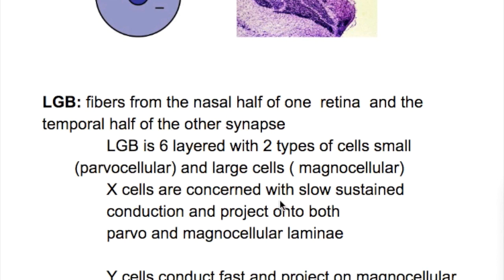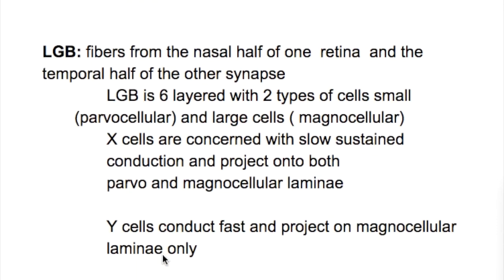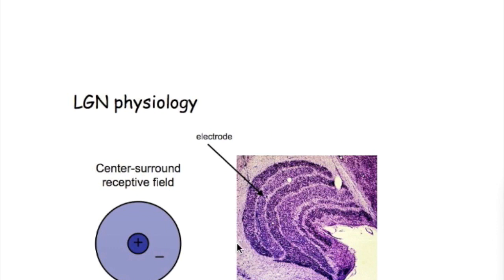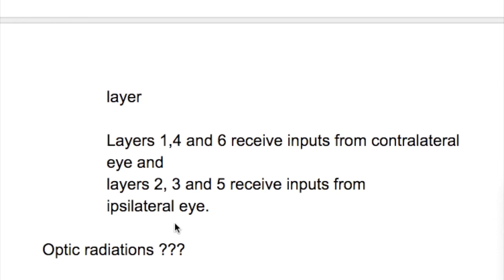The X cells are concerned with slow, sustained conduction and project onto both parvo and magnocellular laminae. The Y cells conduct fast and project on magnocellular laminae only. The X and Y cells are also present in the ganglion cells. Layers 1, 4, and 6 of the lateral geniculate body receive input from the contralateral eye, and layers 2, 3, and 5 receive input from the ipsilateral eye.